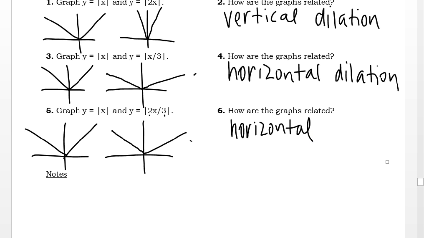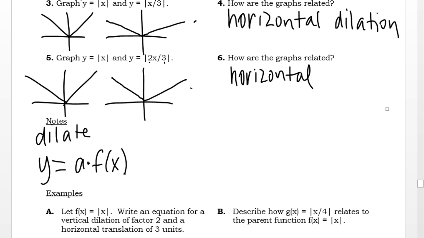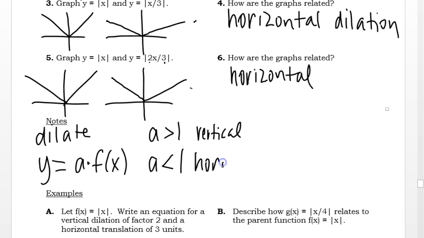So in general, to dilate a function, you use multiplication. You multiply the function by a value. If the value you choose to multiply by is greater than 1, that will be a vertical dilation. And if the multiplying number is less than 1, that'll be a horizontal dilation.